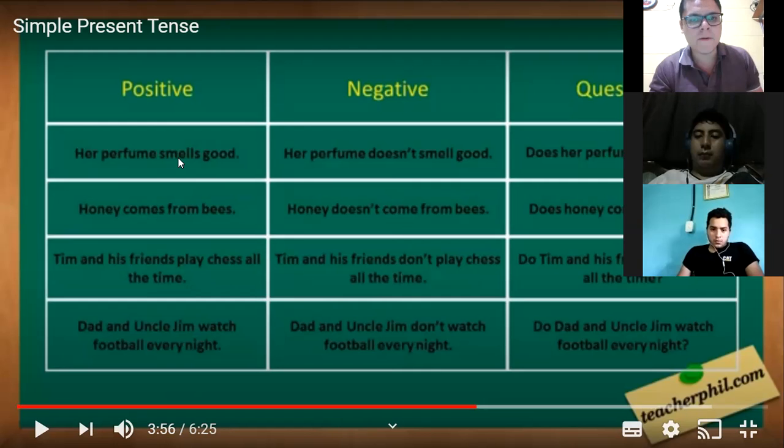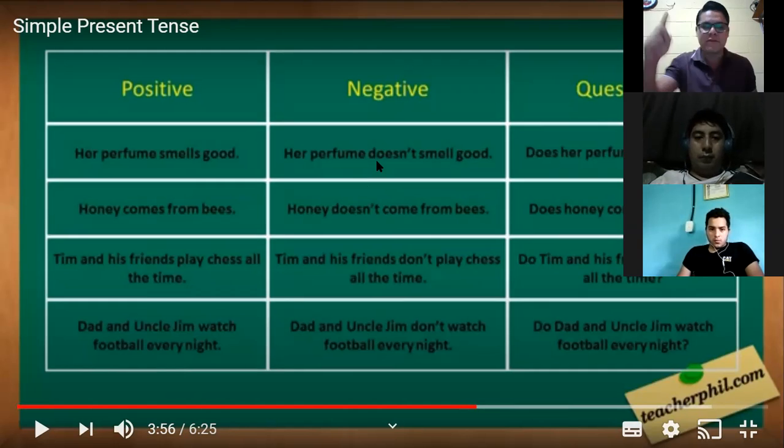Okay, so negative: her perfume doesn't. Why doesn't? Because what is the subject pronoun for perfume? It's it. So her perfume doesn't smell good. And no es, remember, no es. Question: does. Why does? Because you're using a subject pronoun that refers to it. So, does her perfume smell good?